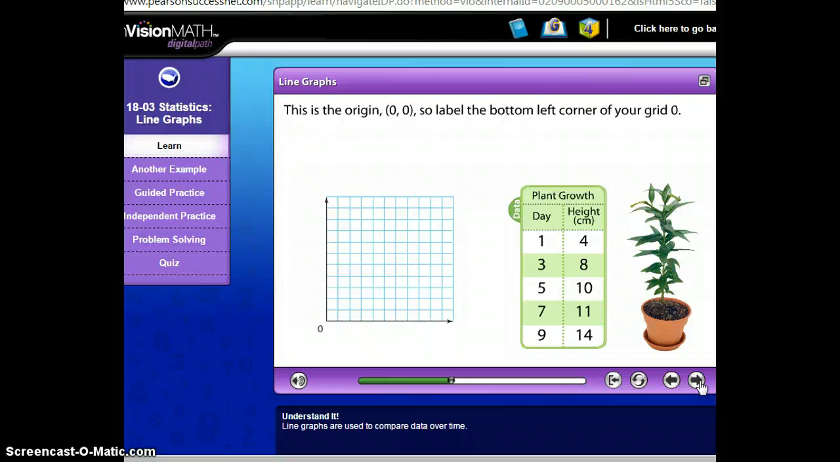Okay, does that make sense? It's called the origin. It's where it starts out. This is coordinate 0, 0. Your X is 0 because you went over 0. Your Y is 0 because you went up 0. So you always label that one 0.